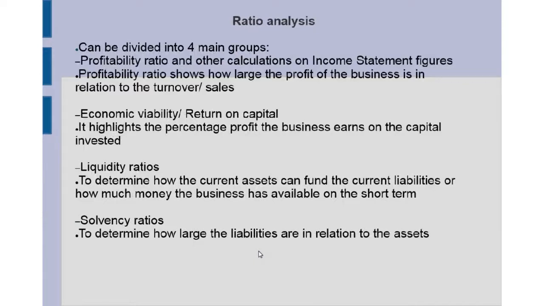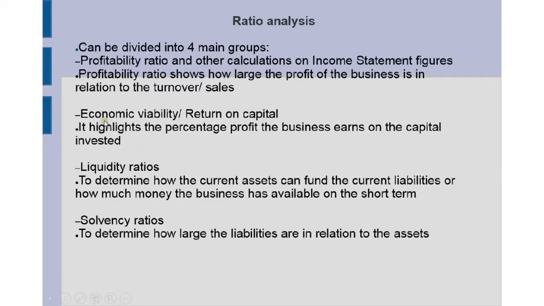Right, the ratio analysis can be divided into four main groups. First of all, we're looking at the profitability ratio and any other ratios we can calculate using the income statement figures. The profitability ratio shows how large the profit of the business is in relation to the turnover or the sales, like I said before.